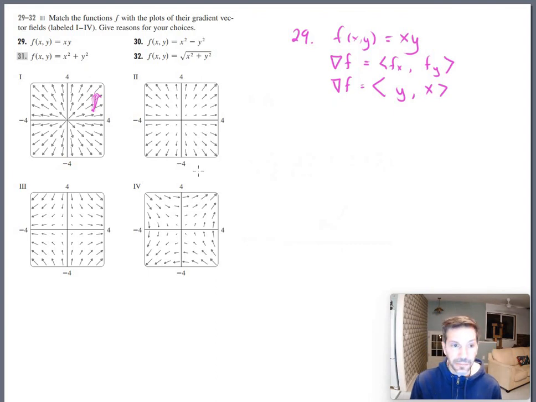So the gradient vector field will become important later as we take regular old functions that are not vector functions and work with them using some of our vector tools and say what their gradient field can tell us about the original function.